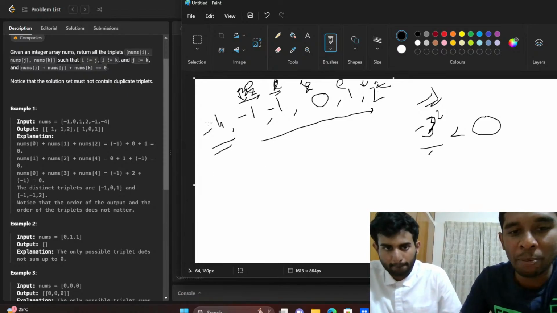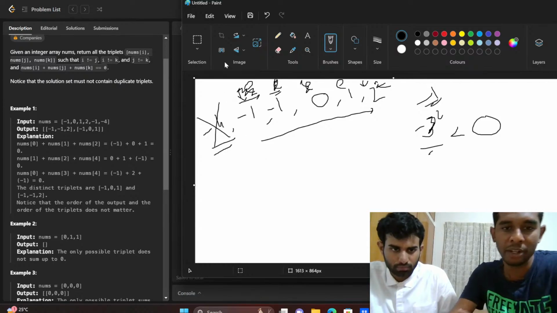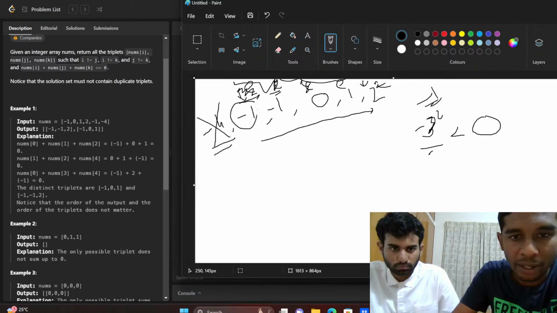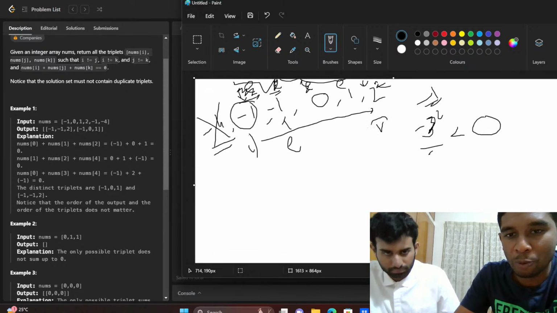So now my minus 4 won't lead to a possible solution, right? Now let me fix minus 1, and put the left pointer here and the right pointer here. And now let me just quickly take you through the same approach.